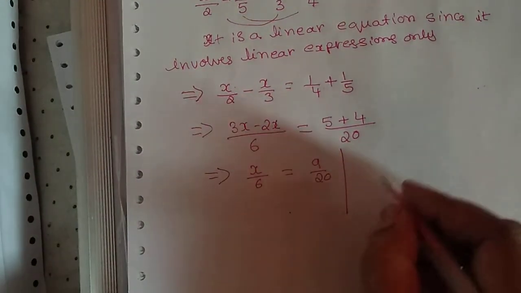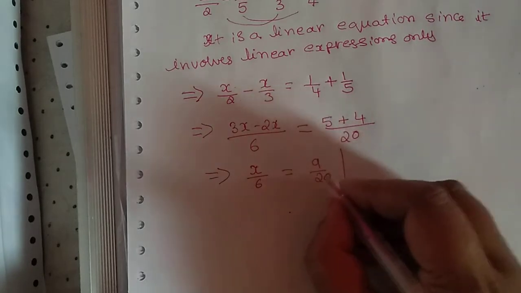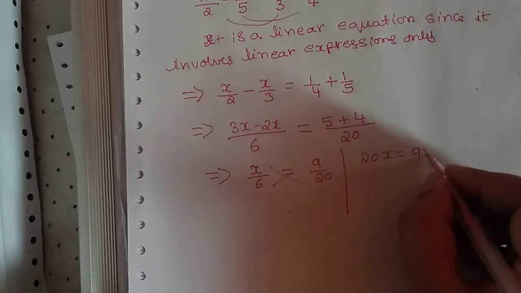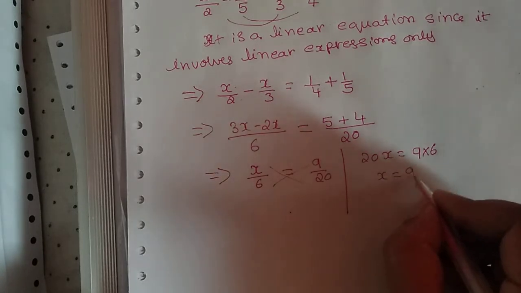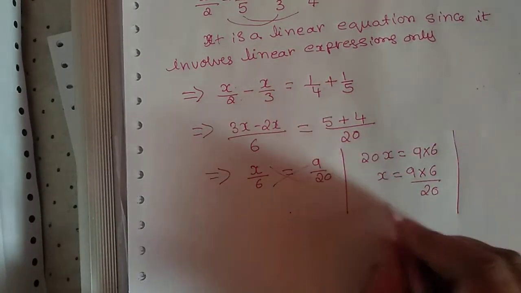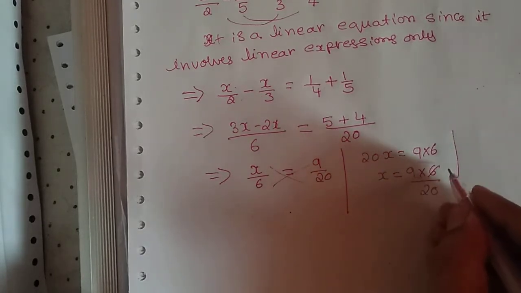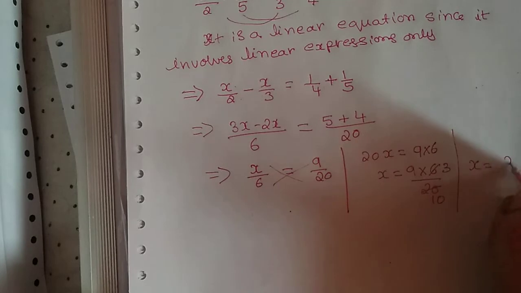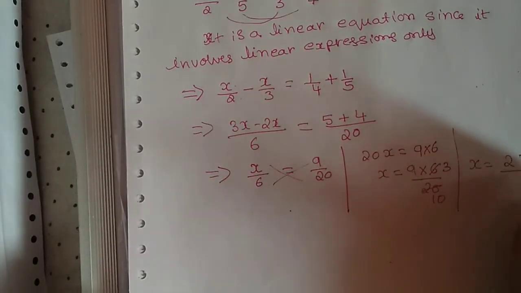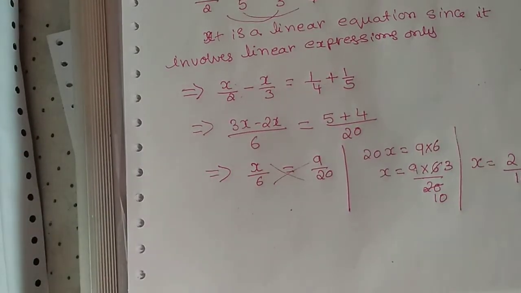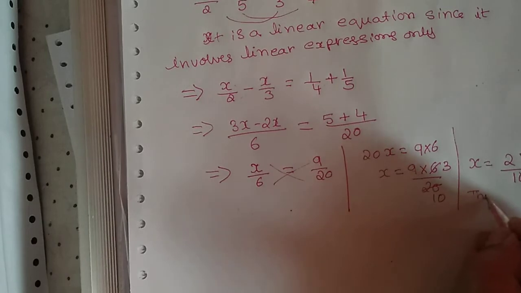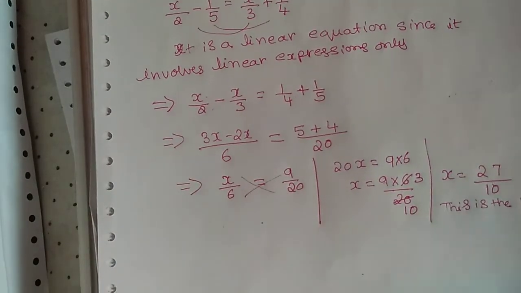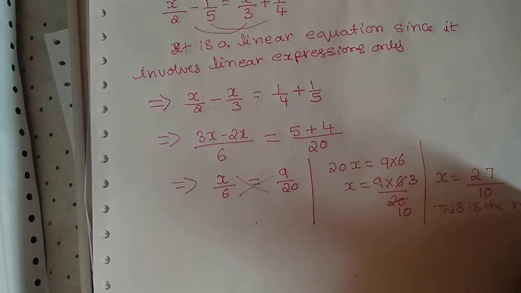So now we'll see this one: cross multiply, we get 20x is equal to 9 into 6. Therefore x is equal to 9 into 6 by 20. Here we'll simplify this: 2 threes are 6, and 20 is 2 tens. Finally we get x is equal to 3 into 9, which is 27, by denominator 10. So here also we write that this is the required solution.